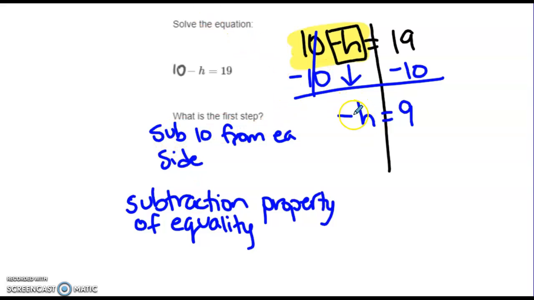Now this is weird here because I have a negative h. If we don't see a number, there's always a 1 there. So I need to get rid of it says negative 1 times h, and I need to get rid of that negative 1. So the opposite of multiplying is to divide, which means I'm going to divide each side by negative 1. H will be by itself, and 9 divided by negative 1 is a negative 9.